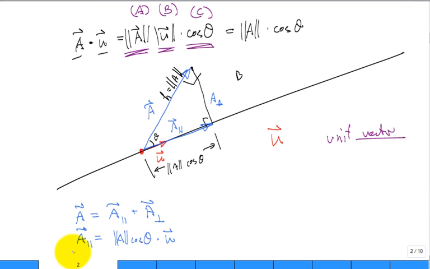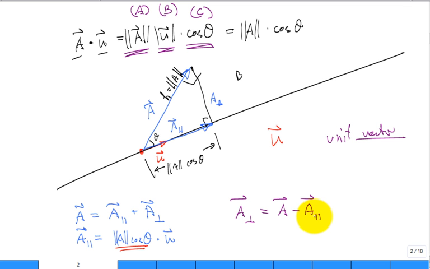I picked off that parallel component of A to a line, and I re-expressed it as a vector. How would I get this part right here? Use the dot product. And then once you want this A perpendicular, you go back to this equation and just rearrange it. You just say A minus the A parallel. So I can re-express a vector A in terms of a component parallel to a line and perpendicular to a line.